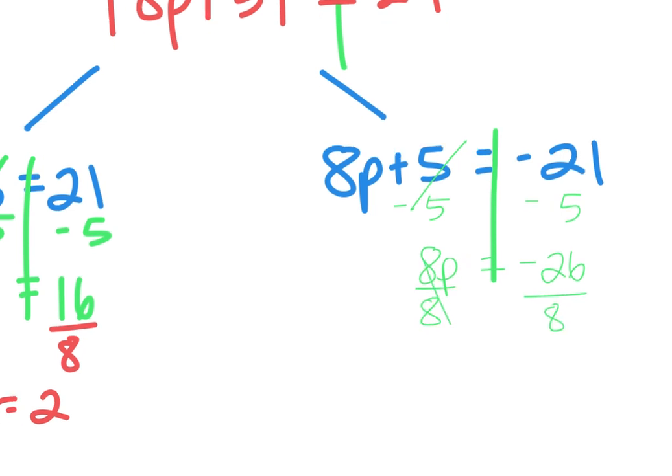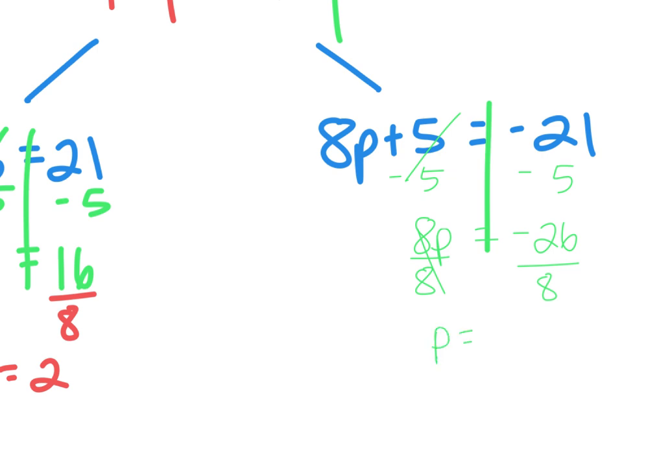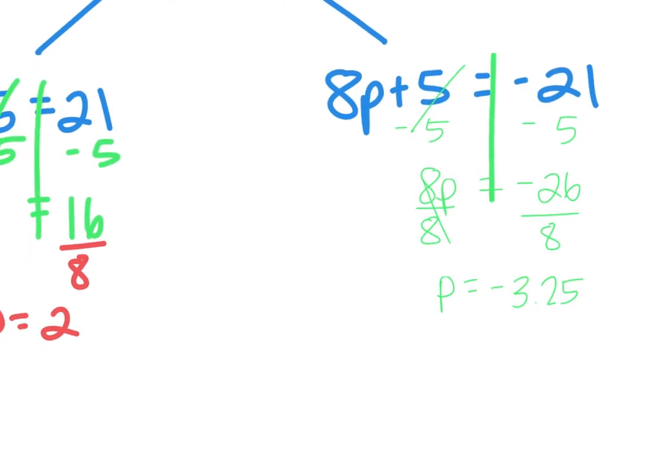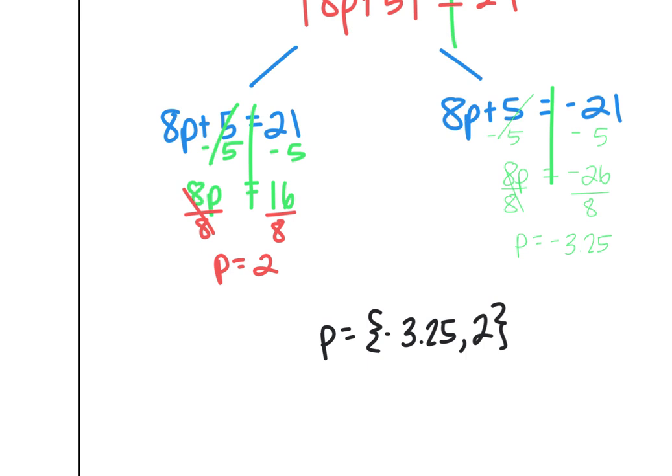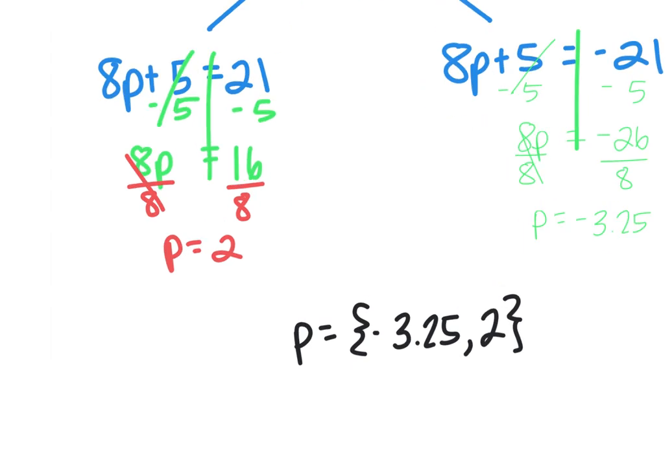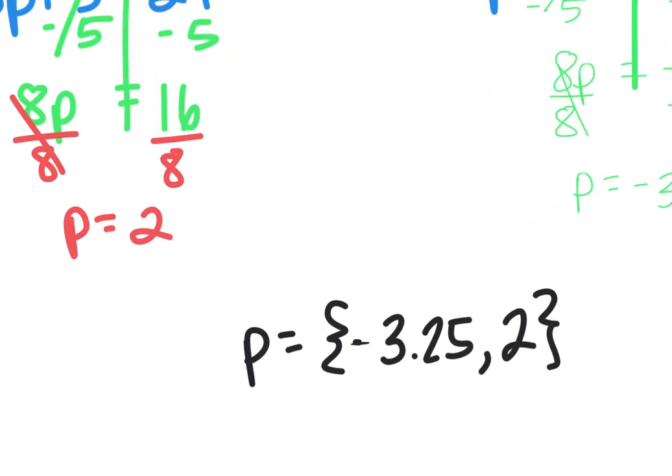And I'm going to get a decimal, but that's okay. So negative 26 divided by 8. Negative 3.25. Good job. So then those are my solution set for P. So P is going to equal, use those pretty brackets, negative 3.25 and 2. That's a negative sign.